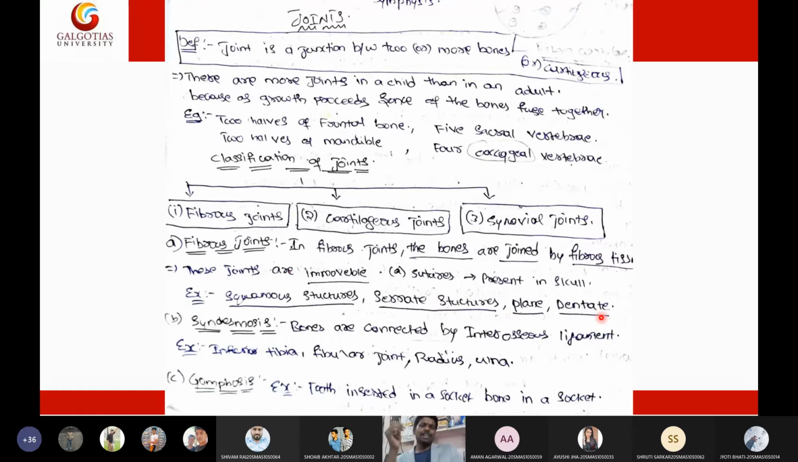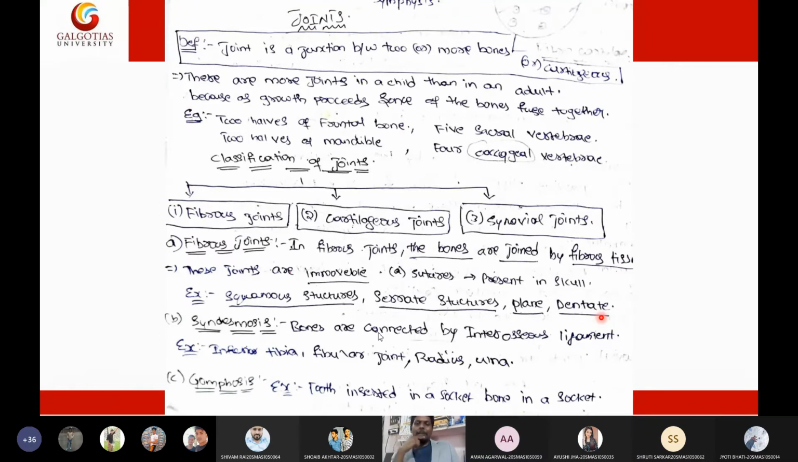Very good. Then tell me about slightly mobile joints. How many types do we have? Primary and secondary. Very good. Can you tell the other names for primary and secondary? Primary is synchondrosis and secondary is symphysis. Which one will be replaced by normal bone, primary or secondary cartilaginous joint? Primary, very good.